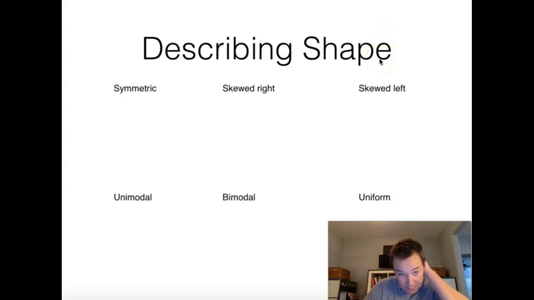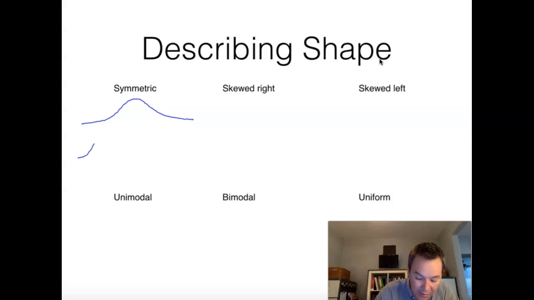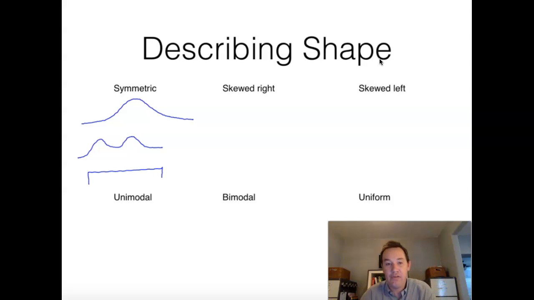So a couple different shapes I want to describe. Symmetric. A lot of times in statistics we think of this bell-shaped curve because it's a very special curve in statistics, but it doesn't have to just have one peak to be symmetric. It can be bimodal and still be symmetric, or it could be uniform and still be symmetric. Uniform is when every value is taken the same number of times.